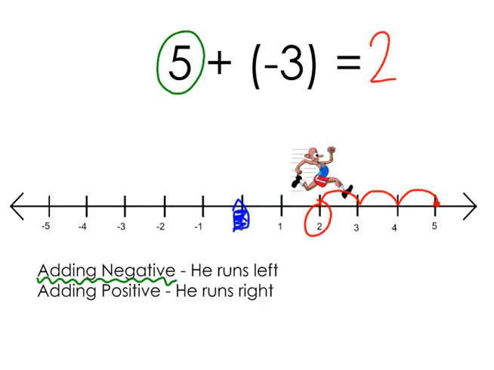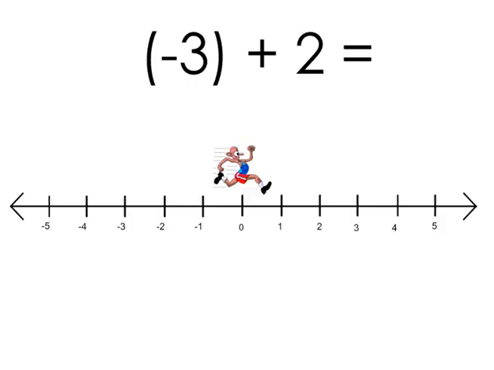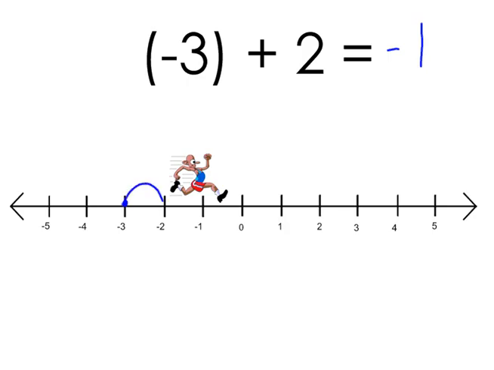Now notice that's the same one that we did with the chips. That was our first example here. So it's just 2 ways to think about it. You can decide which way works best for you. Okay, now we're going to try this one. He's starting at 0. He's going to first move to negative 3. And this time we're adding a positive, so he's going to move 2 spaces to the right. So we still end up at negative 1. And again, in your picture, you can do a dot at negative 3 and add positive 2 to end up at negative 1.